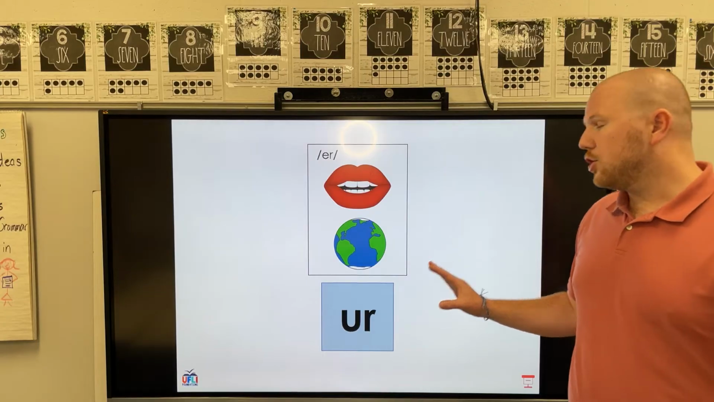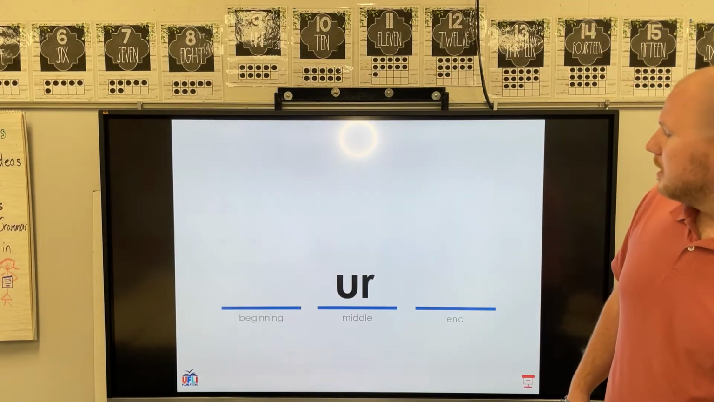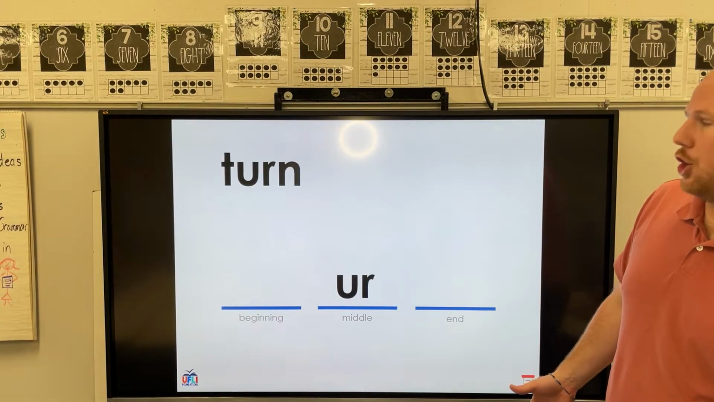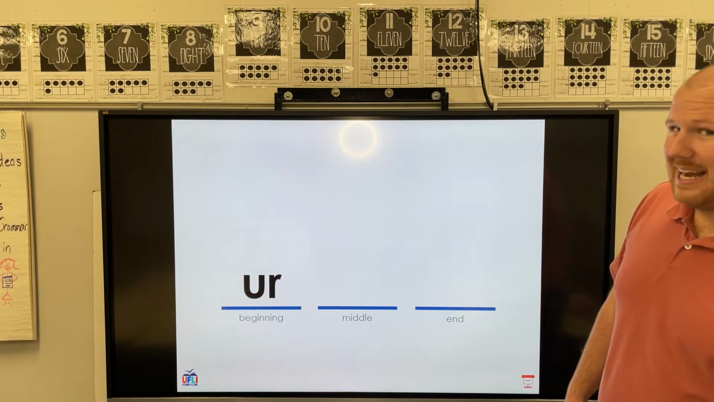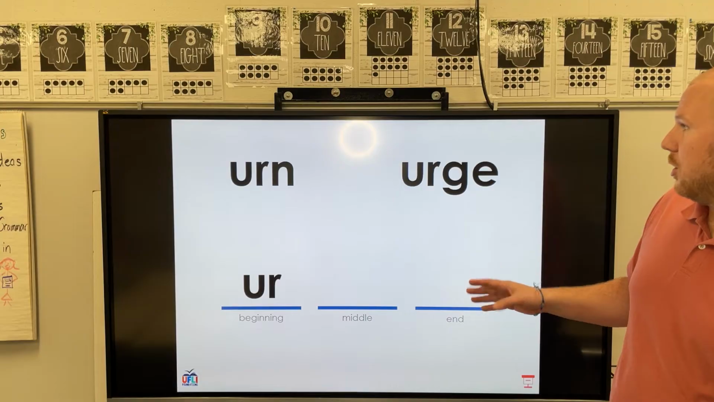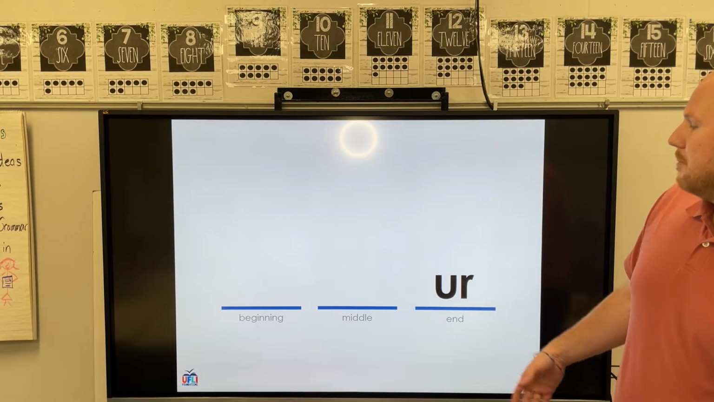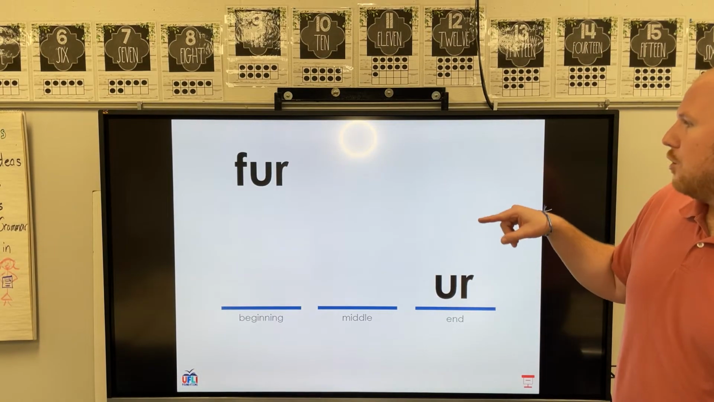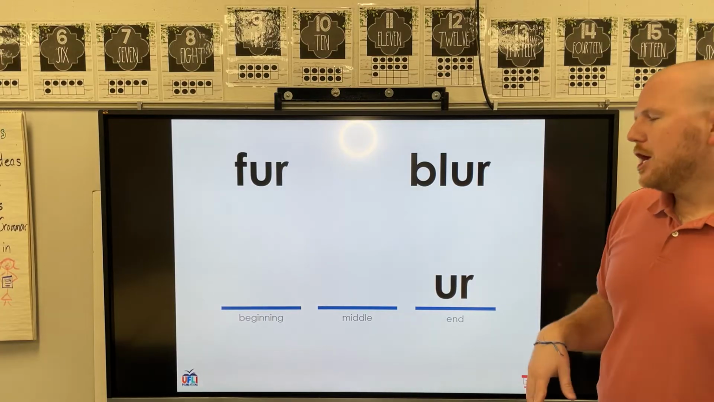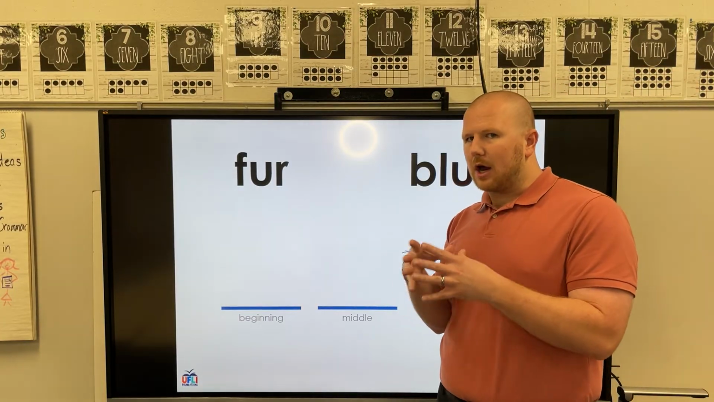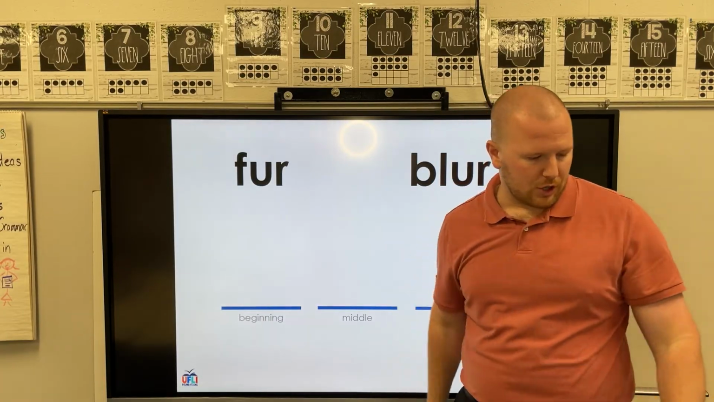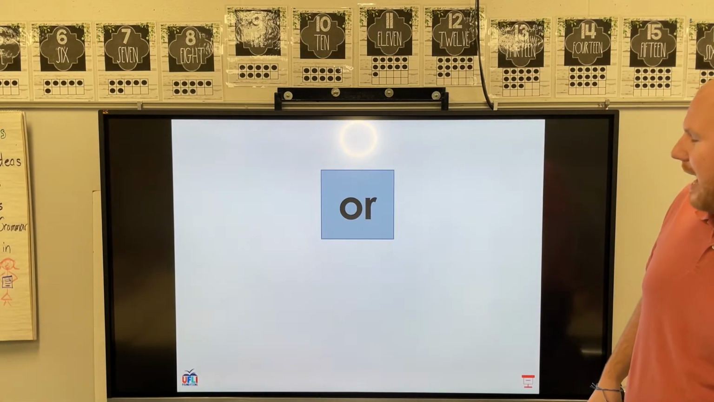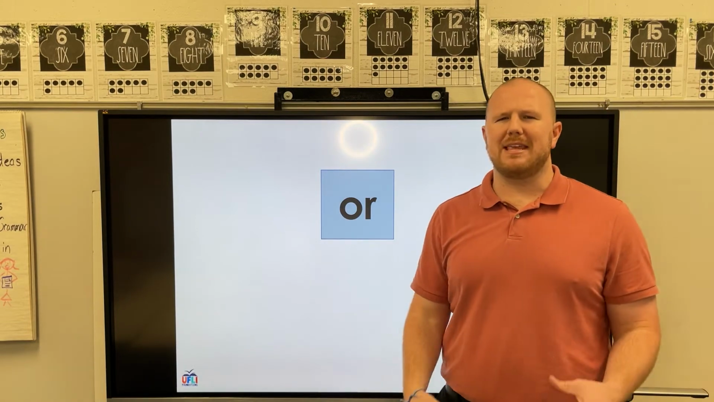Now let's look at the UR. It goes in the middle like turn and hurt. It can go at the beginning of a few words like earn or urge. And it can go at the end like fur or blur. Did you notice that the ER and the IR that we talked about were never at the beginning? That's important to know.